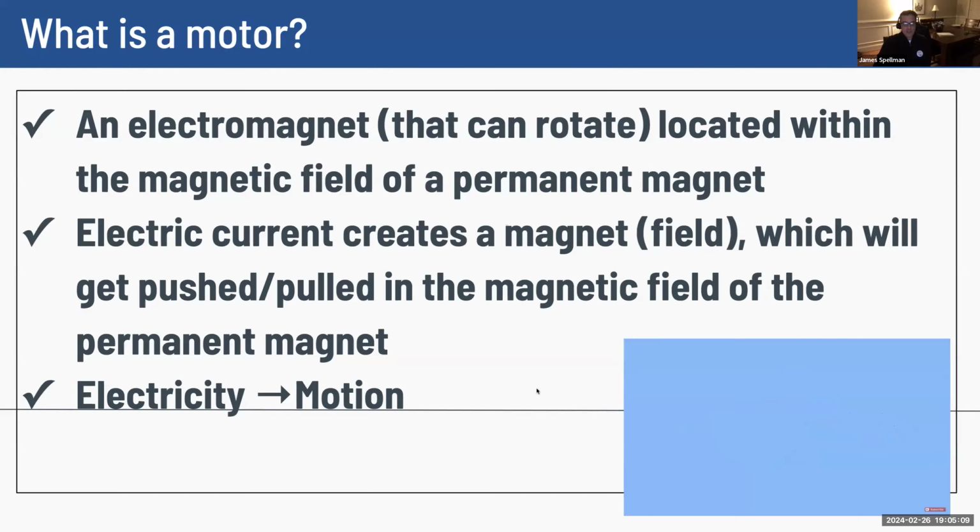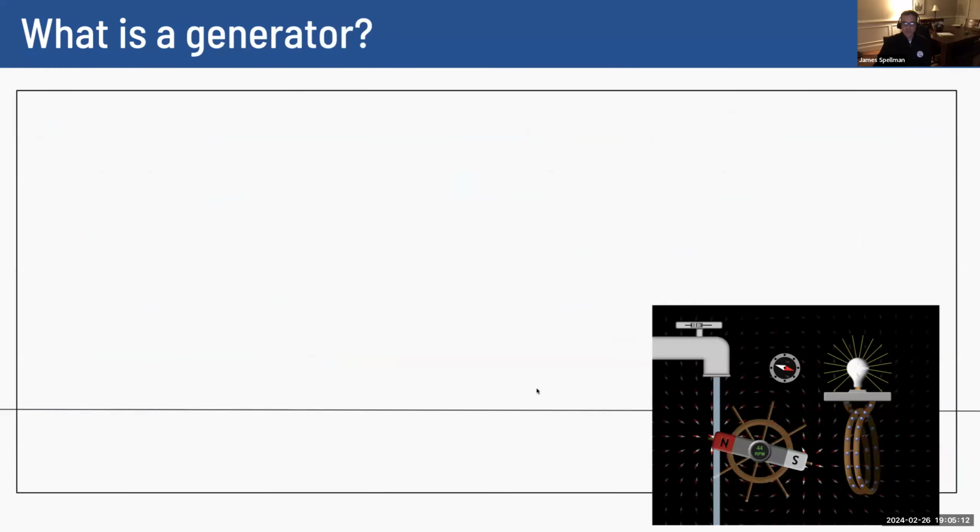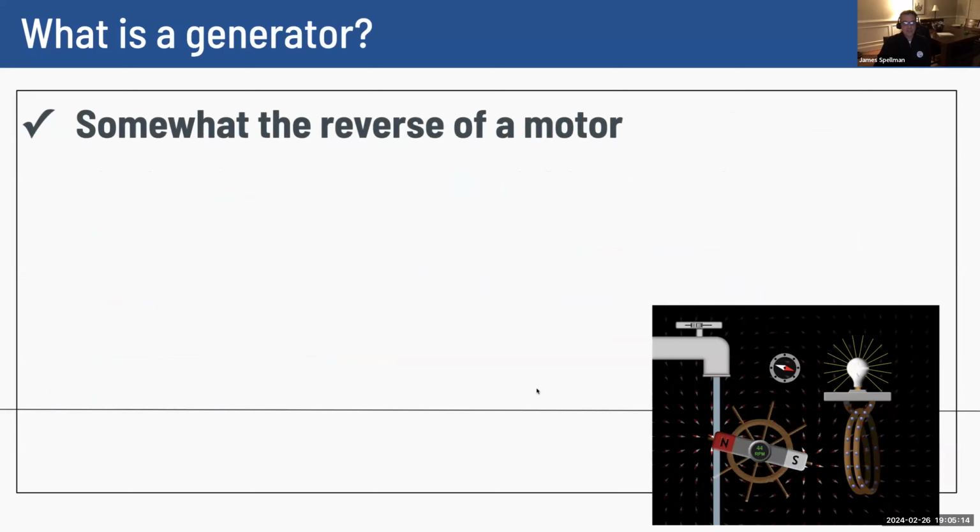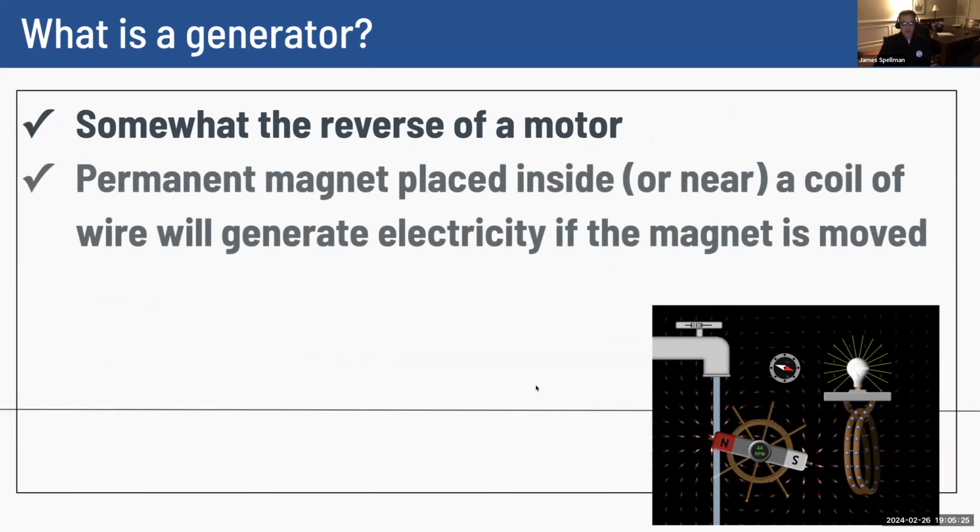So the next question is, what's a generator? Basically, a generator is kind of a backwards motor. In the previous video, what we saw was we started with electricity and turned it into motion. A generator is going to take some motion and turn it into electricity.